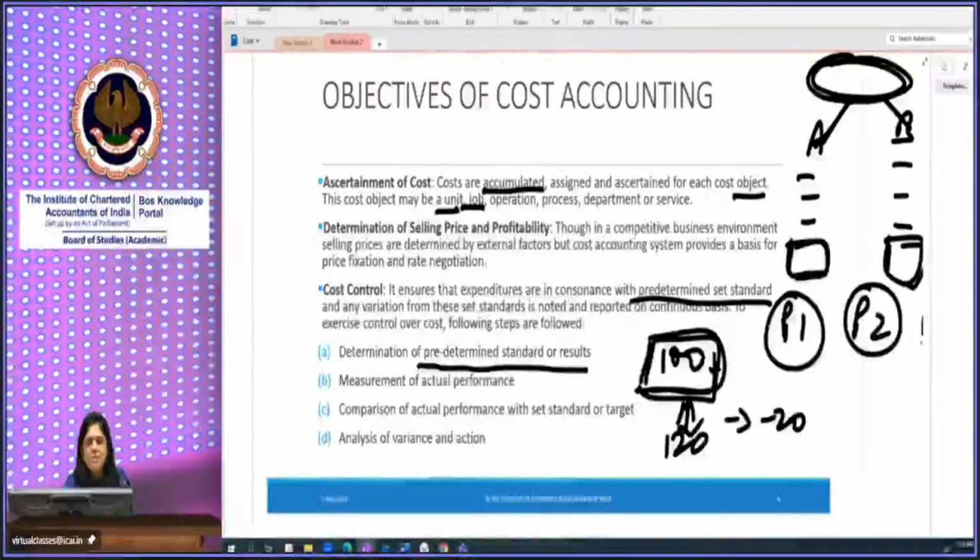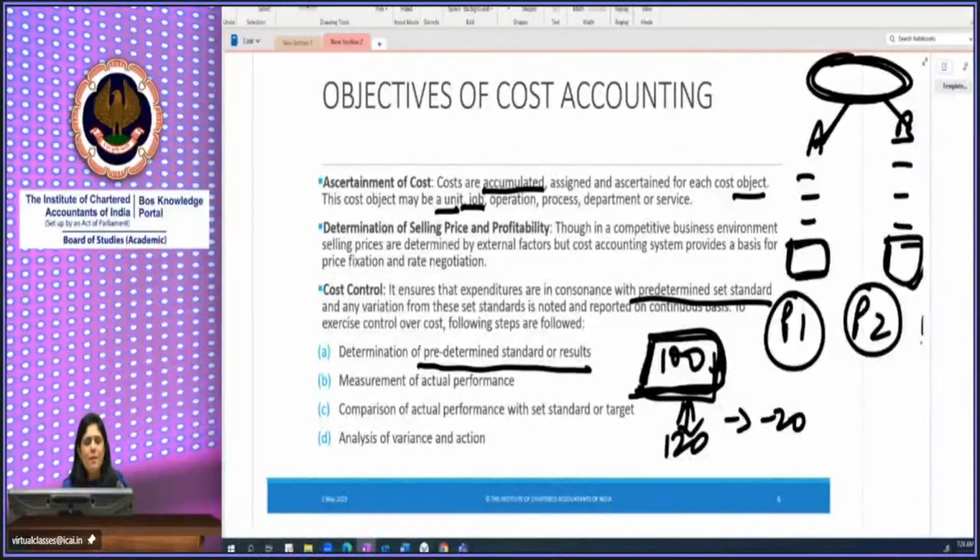Determination of predetermined standards. See, that will differentiate cost control from other control techniques or reduction techniques. For cost control, the important thing is there has to be a predetermined standard first, only then can cost control happen. So this is a very, very important step if you want to do cost control. We should know what is the target we have to achieve. So in cost control, this rupees 100 is the target we have to achieve. The managers, the production department, everybody should know what is the target they have to achieve. That is important for cost control. Targets should be set if you want to achieve cost control.